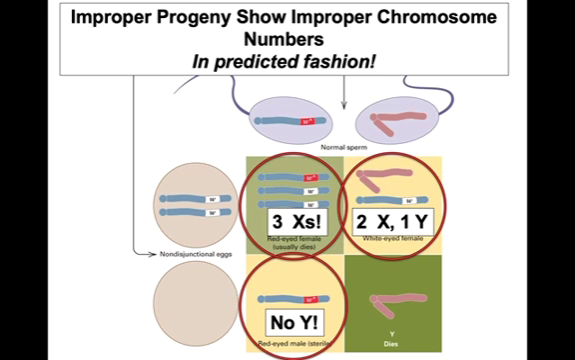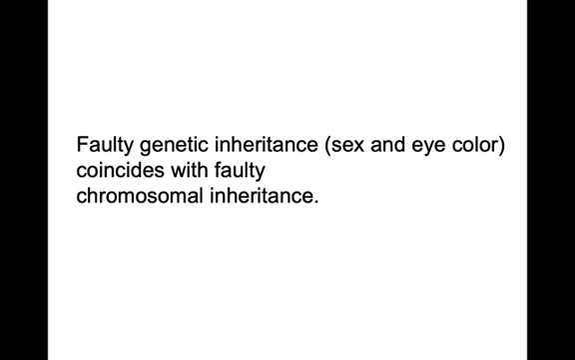So it's a little different in humans. But the point here is, when there is this weird, aberrant, white-eyed female, a Y chromosome could be seen cytologically. And that basically showed that faulty genetic inheritance with respect to sex and eye color coincides with faulty chromosomal inheritance, and that was what proved that genes reside on chromosomes.